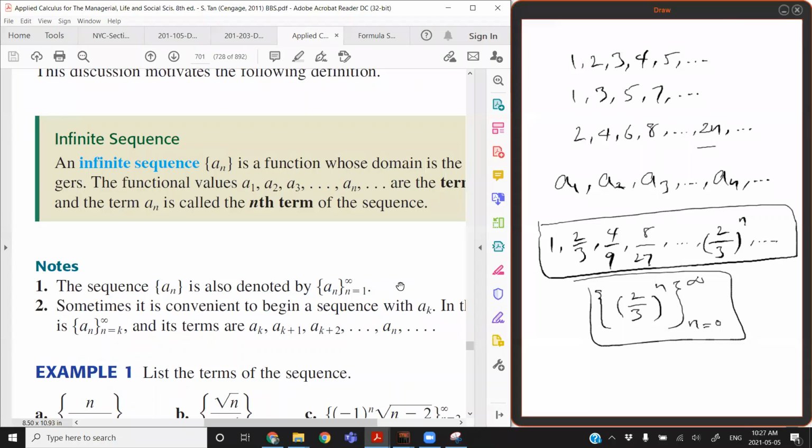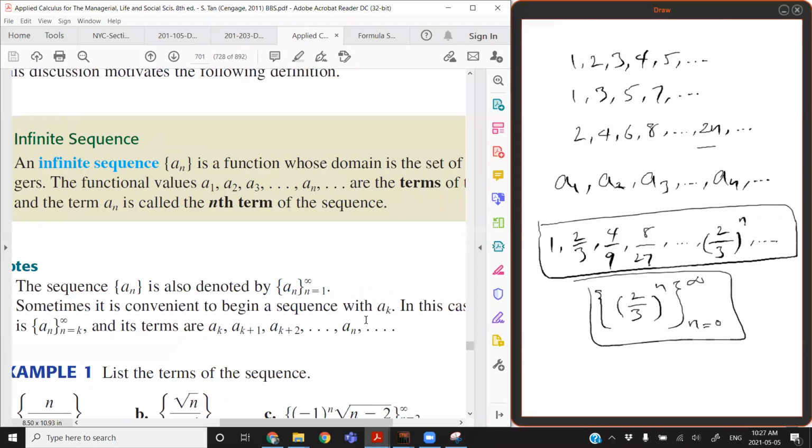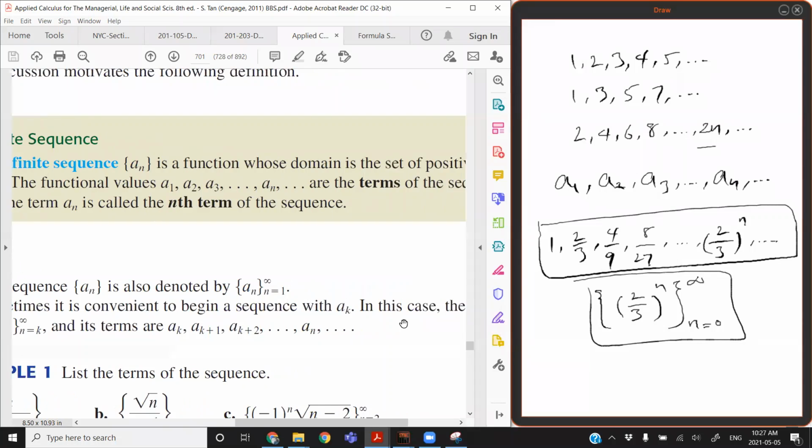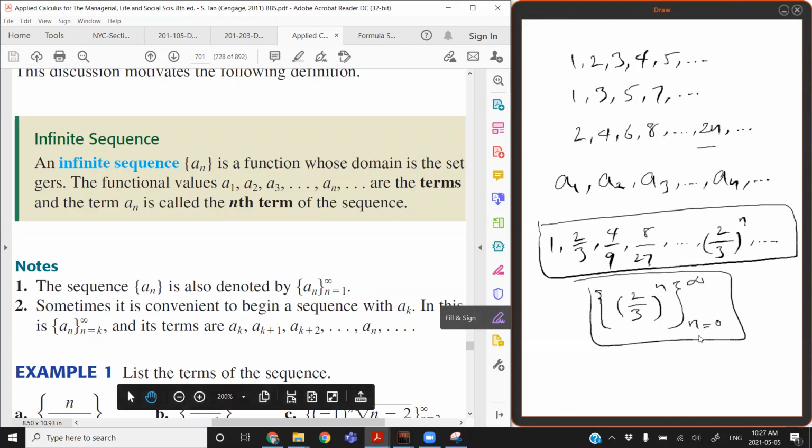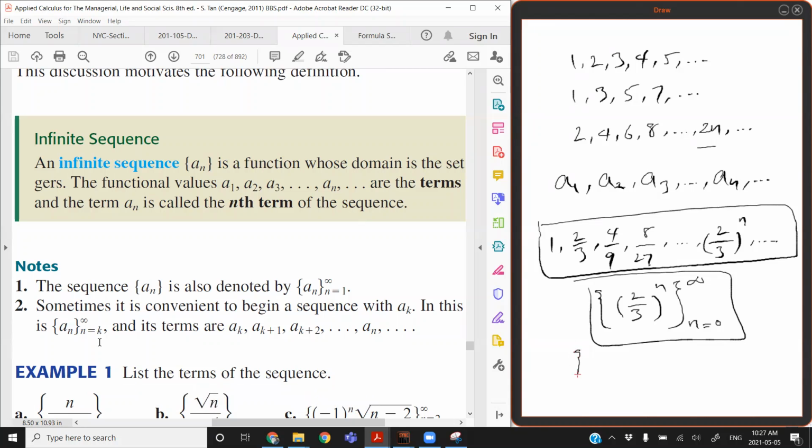Sometimes it is convenient to begin the sequence with a_k. In this case, the sequence can be denoted like this. So sometimes n does not begin at 1. I already gave you an example where n begins at 0. You may have a situation where n begins at 3.